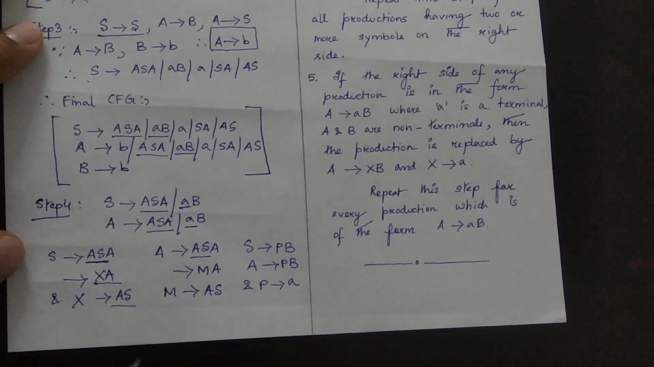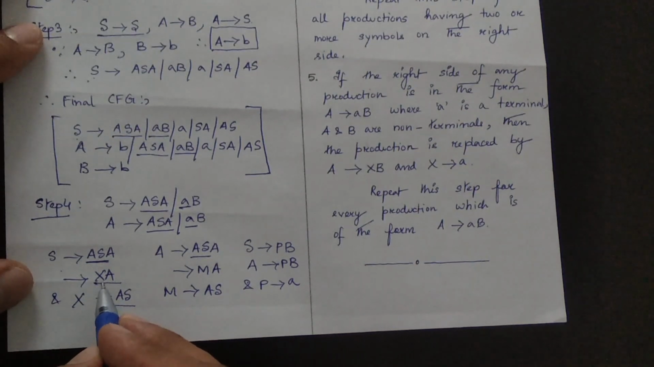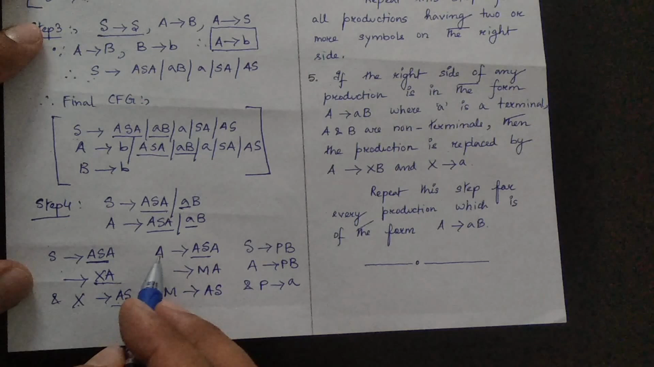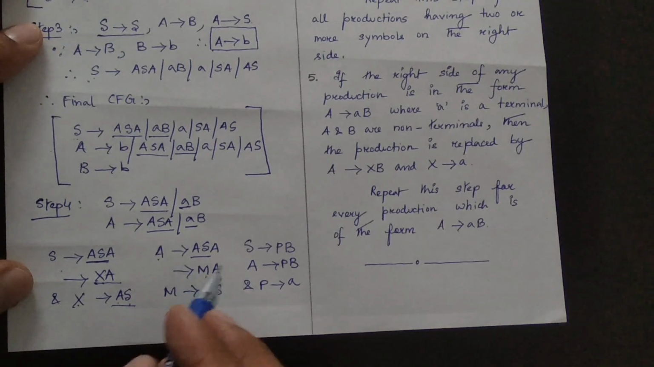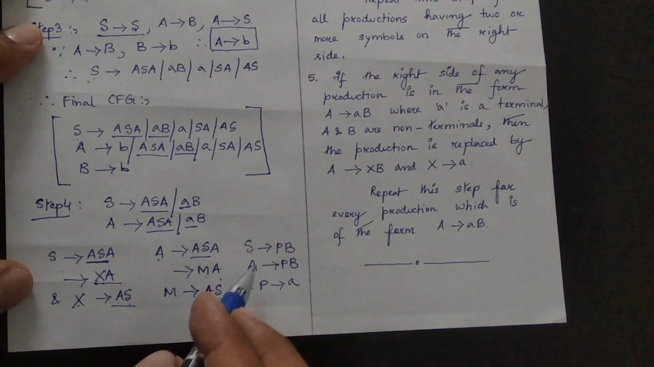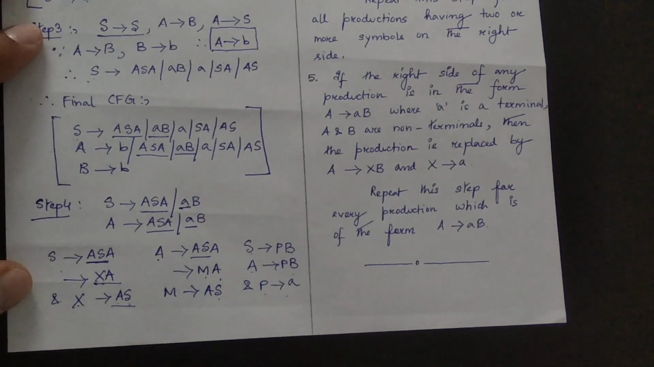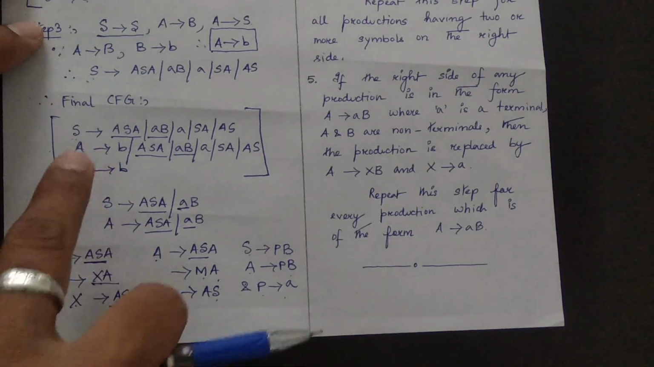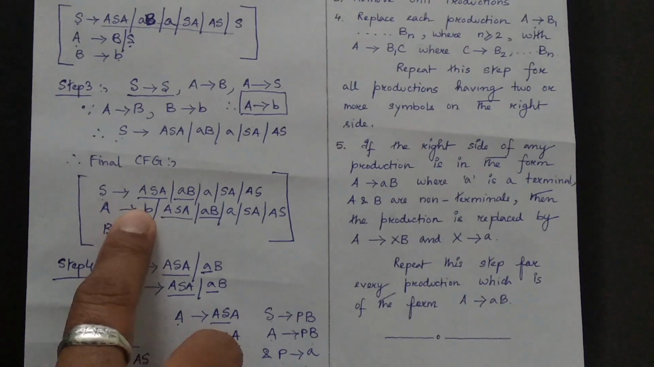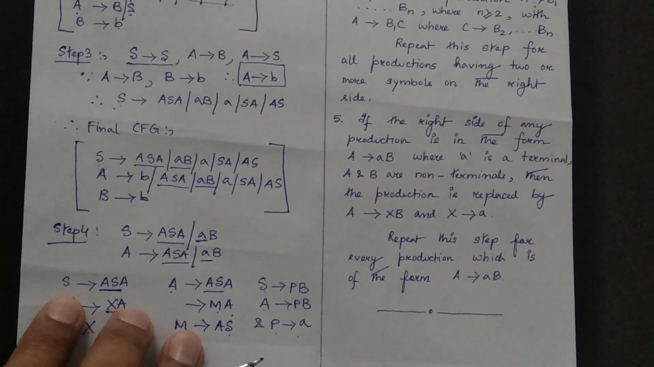Now you can check that finally I have got S tends to XA, X tends to AS, all in CNF. A tends to MA is in CNF. M tends to AS is in CNF. S tends to PB is in CNF. A tends to PB is in CNF, and P tends to small letter a is also in CNF. Therefore, you can write all these, combine them with this one, and then put it into a new CFG. Okay, so let me write it down for you.